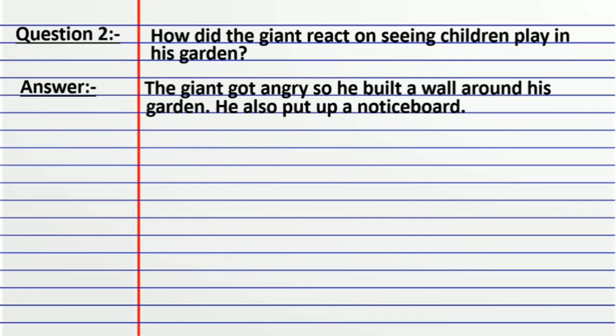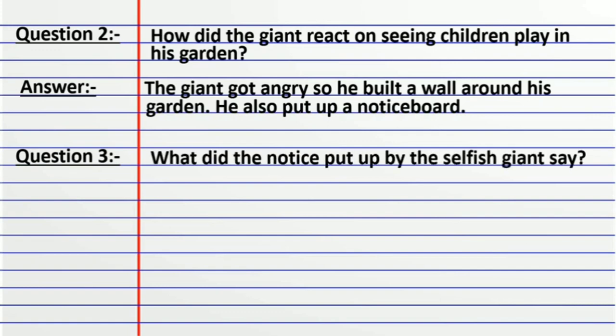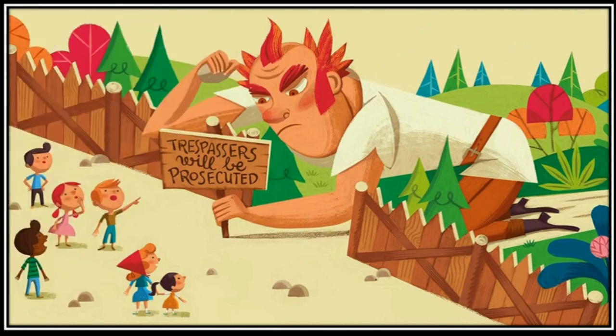The third question is, what did the notice put up by the selfish giant say? Now students, for this answer, you may refer to this picture. Can you see the notice board in this picture? Yes. What does it say? Yes, it says trespassers will be prosecuted. And look at it. The selfish giant is holding this notice board, isn't it? Yes. So this is the answer for the question.